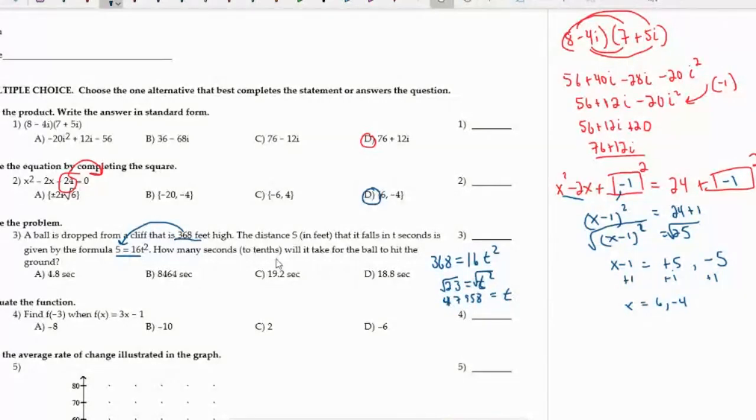But it tells us round to the nearest tenth. So I'm going to go to this place. So I see this is a 9, so I'm going to go 4.8. And that is the answer. Okay, this is also another substitution problem. So you're inputting negative 3 for x. So we have 3 times negative 3 minus 1, which would be negative 9 minus 1, which would be negative 10, which is letter B.